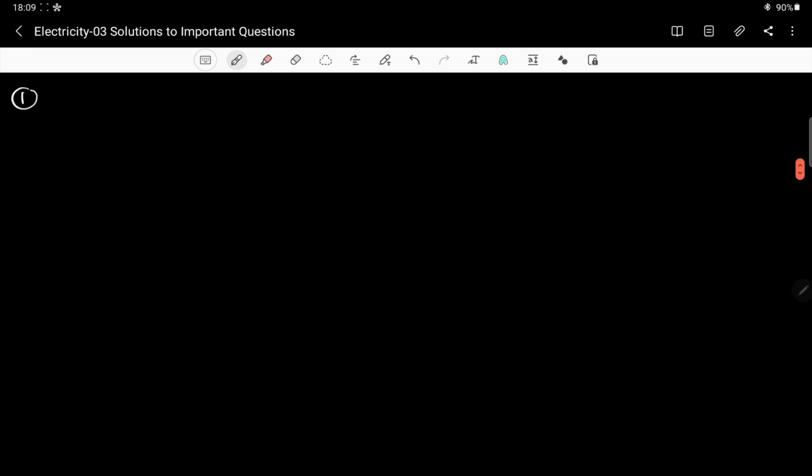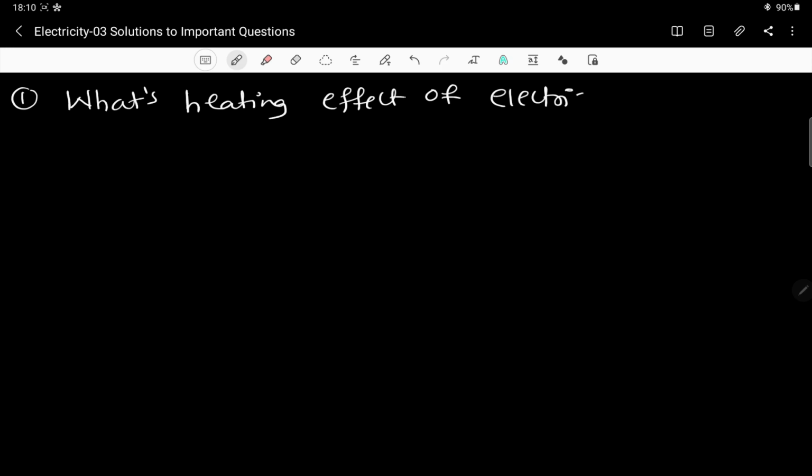The first question is quite simple. The question is: what is heating effect of electric current? Okay, they're asking you what is heating effect of electric current. From the question itself you can say this answer. Heating effect means what? Whenever we pass current in a device, it gets heated. This is known as heating effect.